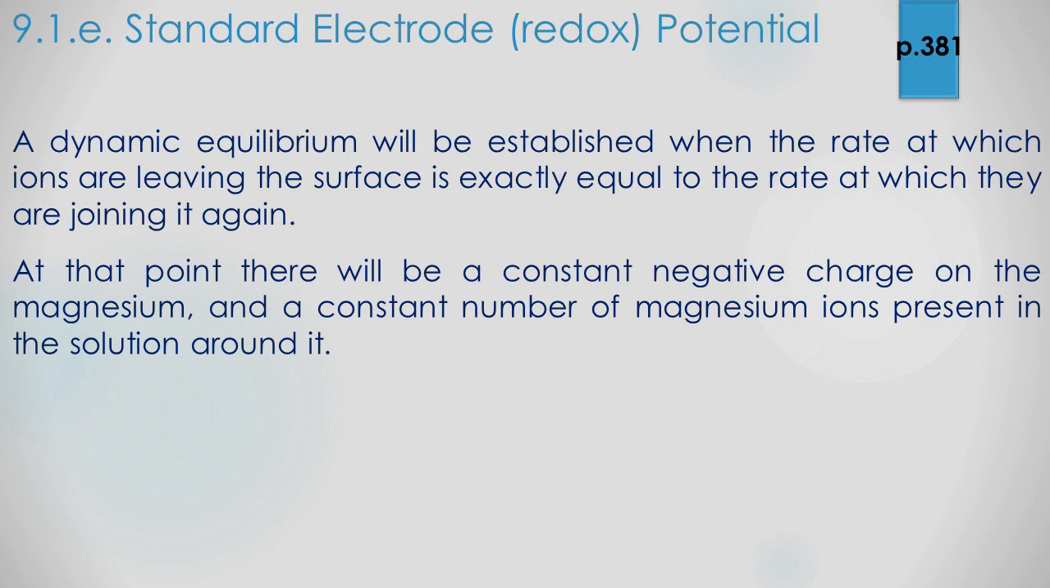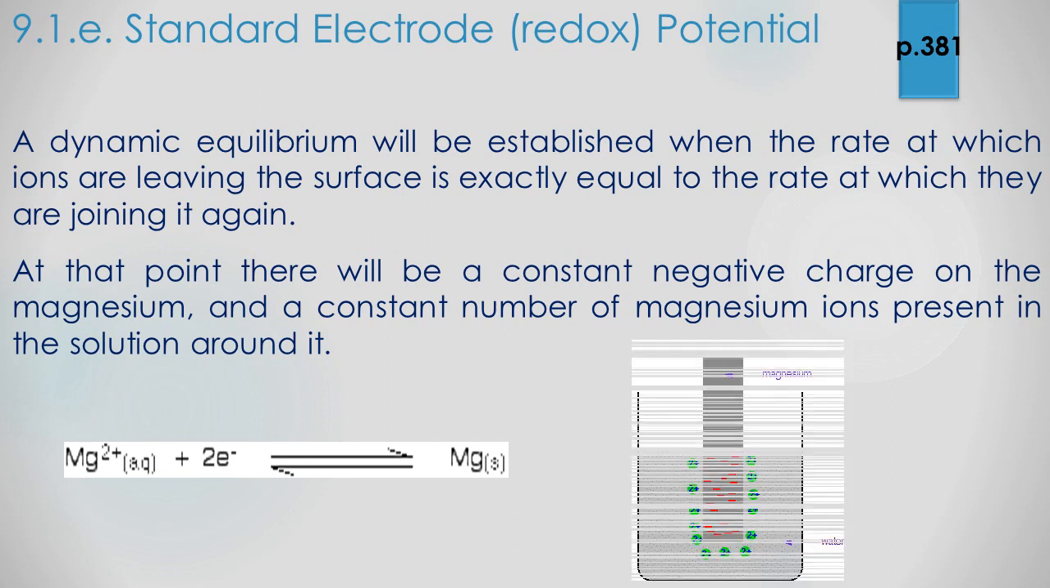At that point, there will be a constant negative charge on the magnesium and a constant number of ions present in the solution. So the number of electrons at equilibrium is not changing. As you know, at equilibrium, the amounts of the reactants and the products are constant. So there will be a constant number of electrons at the surface of the metal and a constant number of magnesium ions, or metal ions, in the solution.